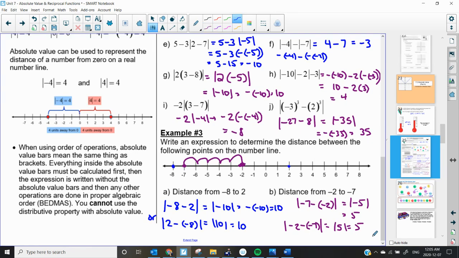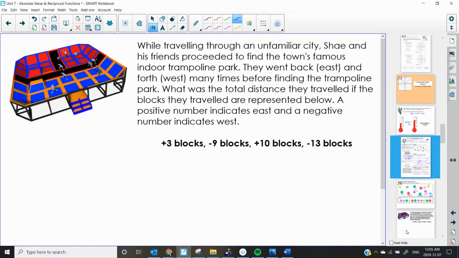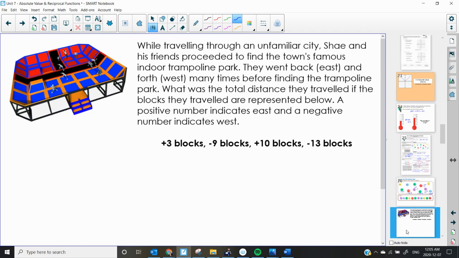Now, we don't have this example in your notes, but we're going to take a look at one more example. While traveling through an unfamiliar city, Shay and his friends proceeded to find the town's famous indoor trampoline park. They went back and forth, so back east and forth west, many times before finding the trampoline park. The question is, what was the total distance they traveled if the blocks they traveled are represented below? A positive number indicates east, and a negative number indicates west.